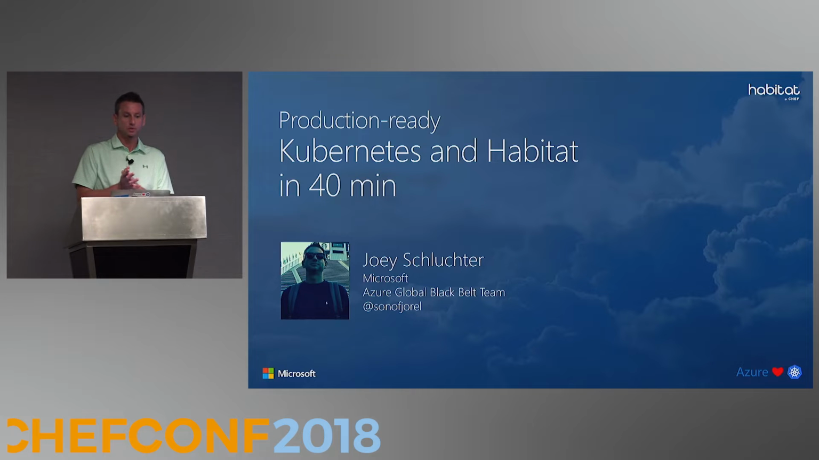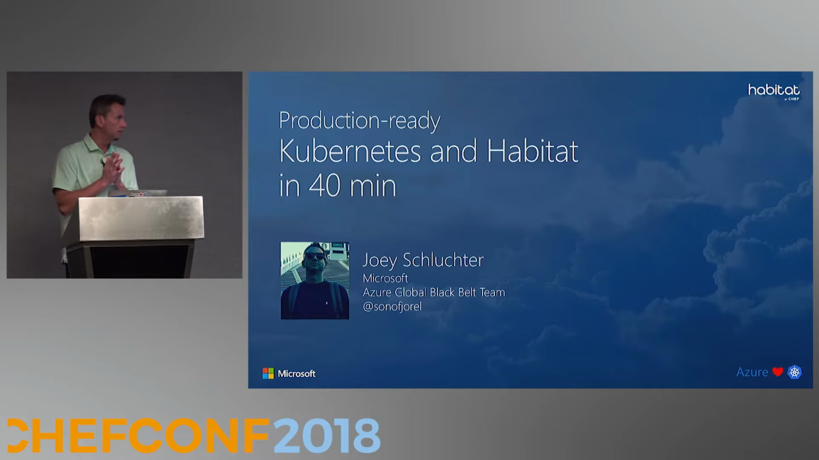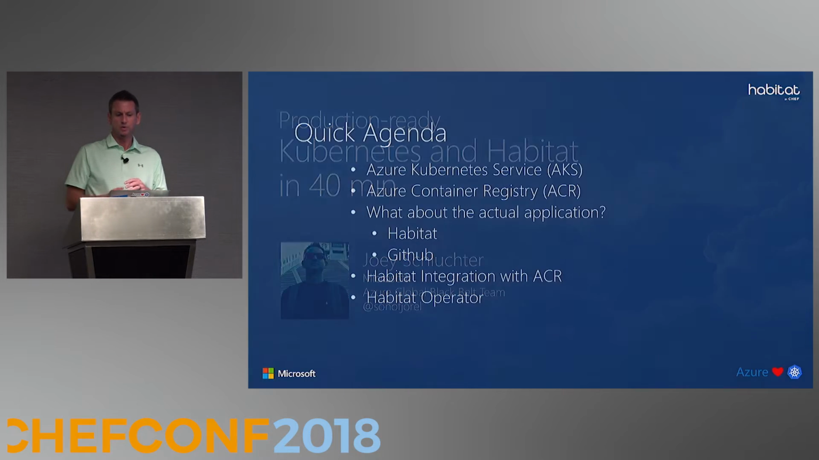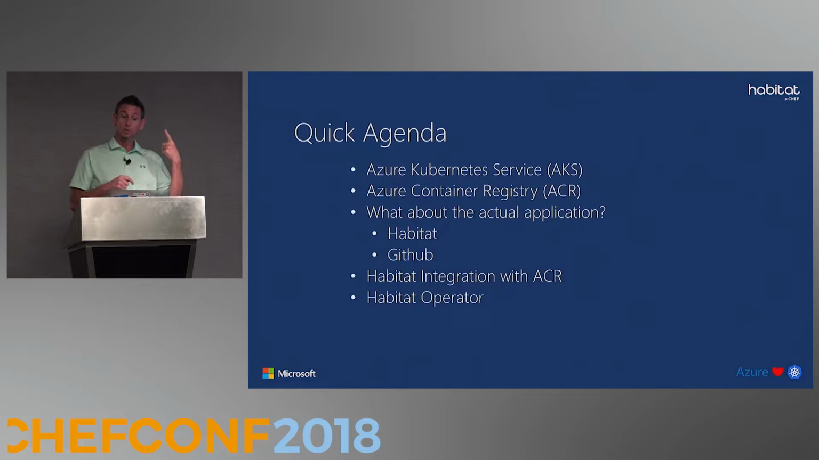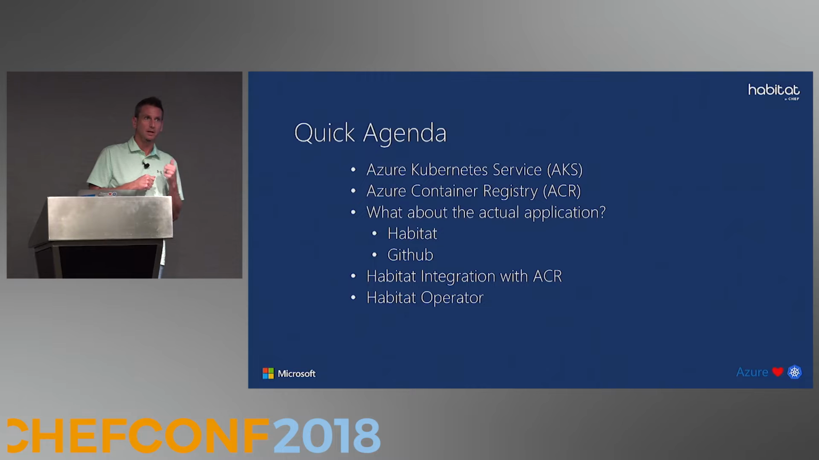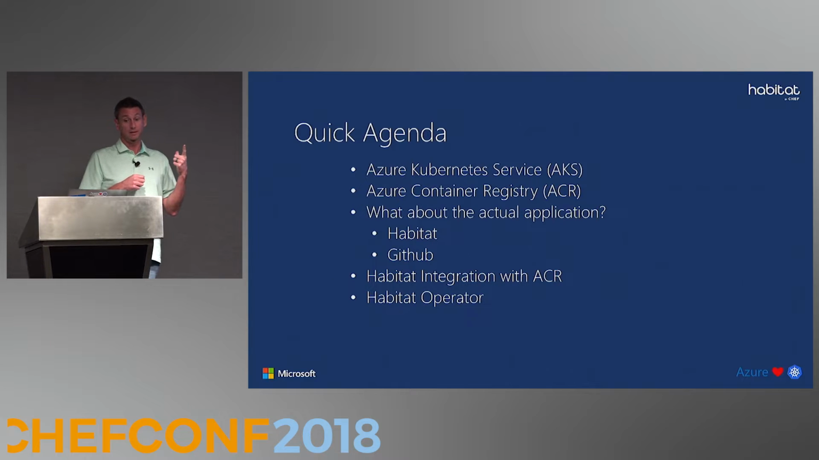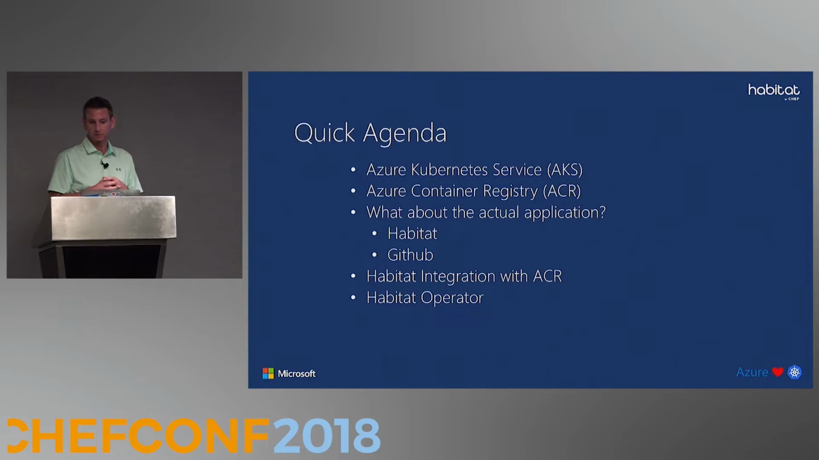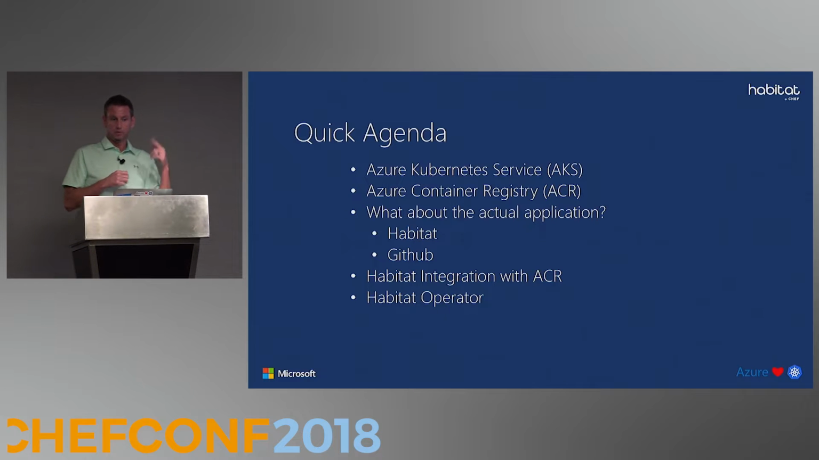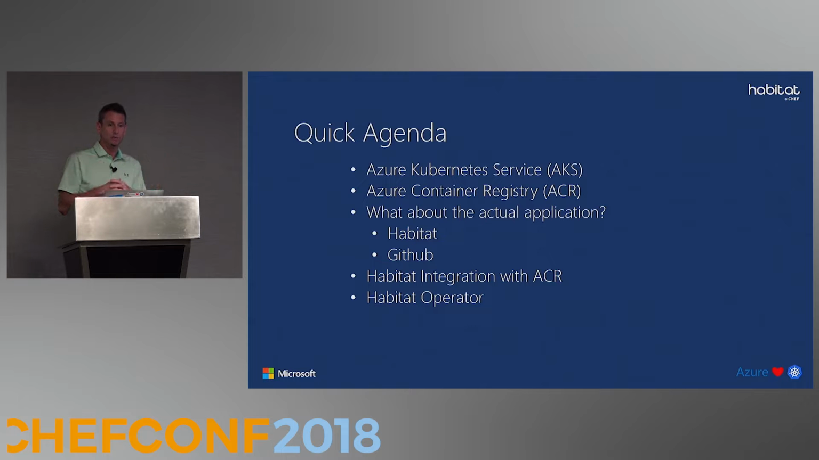Okay, so this is production-ready Kubernetes and Habitat in 40 minutes. I'll just run down the agenda real quick. We're going to talk about and create AKS, Azure Kubernetes Service. Then talk a little bit about ACR, Azure Container Registry. Then obviously we need an app to go forth and deploy, which will use Habitat and GitHub. Then we'll work the Habitat integration with ACR, and then the actual Habitat operator.